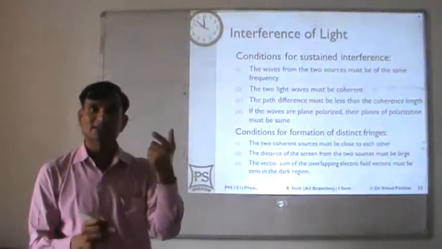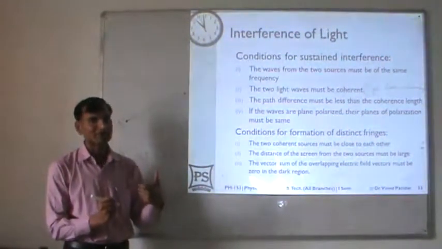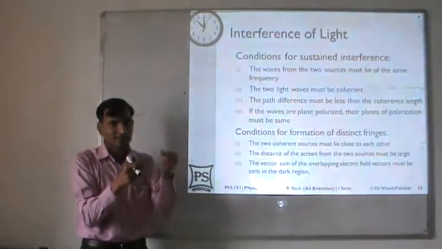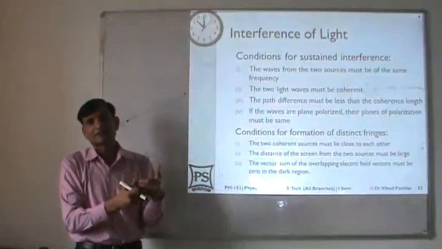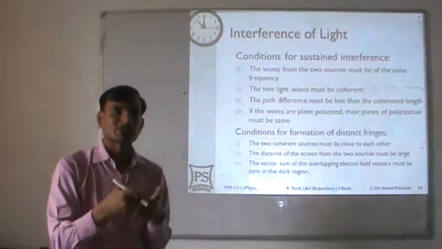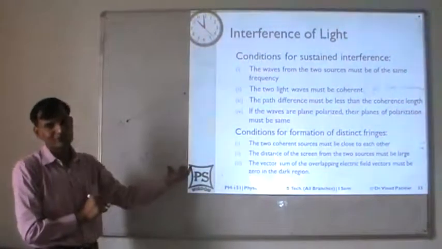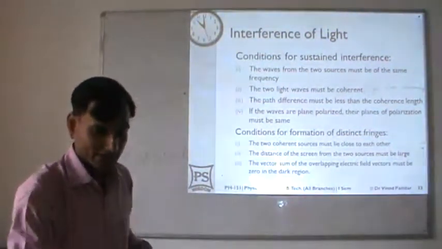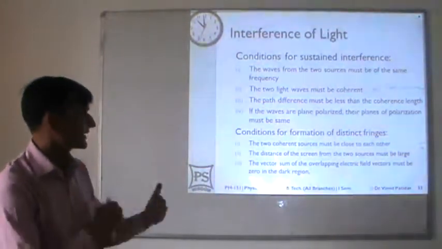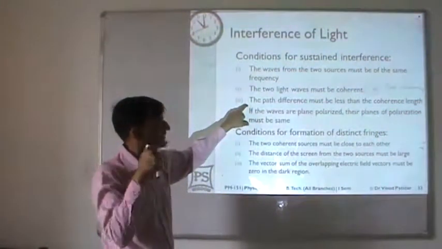The reason is that the coherence length is the length over which the wave pulse is completely sinusoidal, meaning its phase is completely defined. If this path difference exceeds the coherence length, there would be a phase break in between, and then the frequency changes. The phase relationship will break and they will not remain coherent. So the condition of coherence will be satisfied only when the path difference is always less than the coherence length. You should make your arrangement in such a way that the path difference created between the two light waves reaching a common point is less than the coherence length.